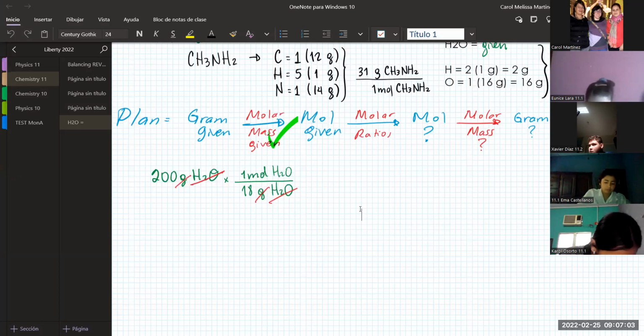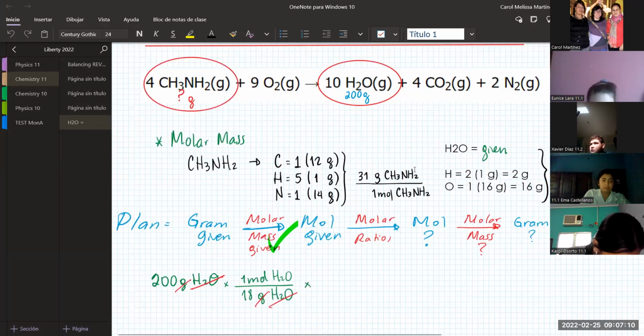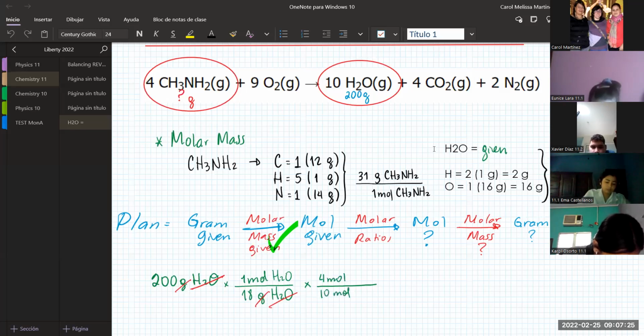Now that we have accomplished the first step, let's go to the second step, that is from mole given to mole unknown. What numbers do I have to consider according to the equation that I gave you? What's the molar ratio? 4 moles over 10 moles. Water, CH3NH2. So in here you get rid of moles with moles, water with water.